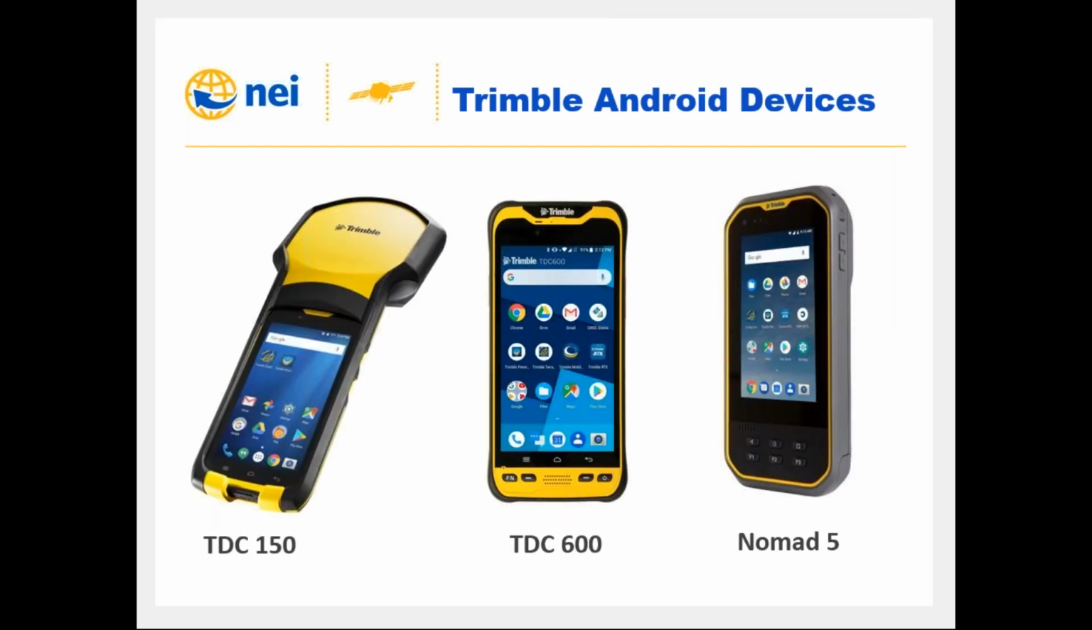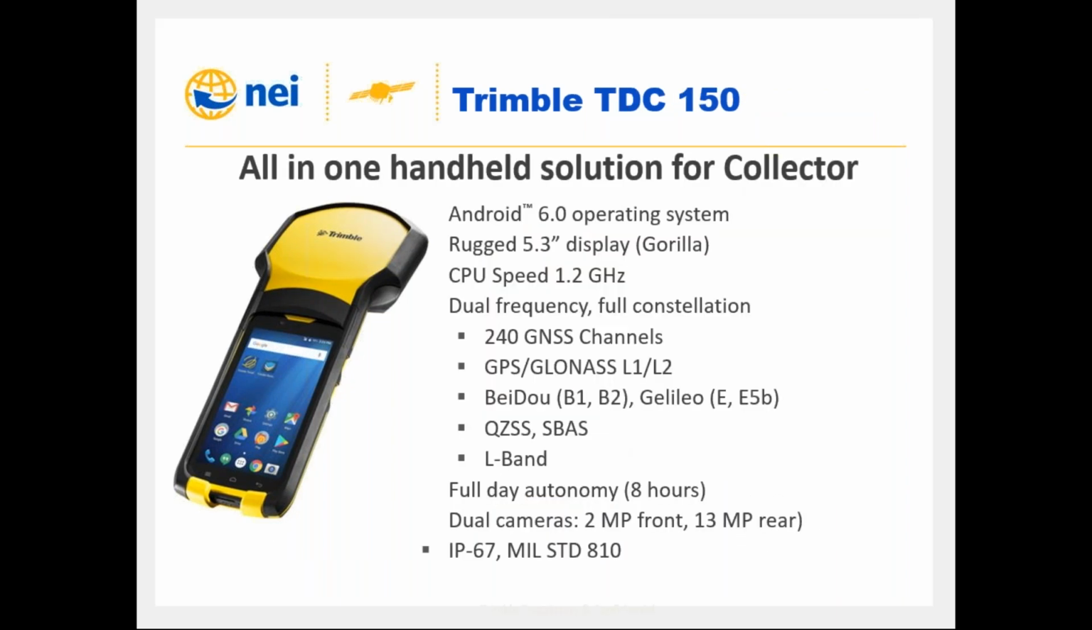So there are a few different Android devices for those of you that aren't familiar with them. The TDC 150, that's the all-in-one handheld. The TDC 600 is the new platform, and then our ultra rugged model is the Nomad 5. The TDC 150 just came out about a year ago. It's been very popular with a lot of folks that are using Collector for ArcGIS. It's a nice all-in-one device. You don't have to have extra poles or backpacks or anything with it.